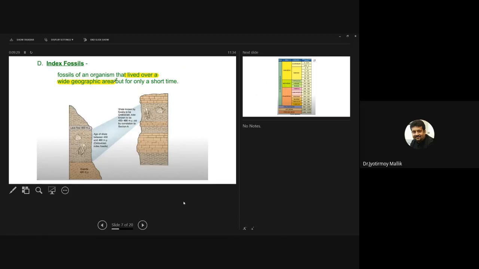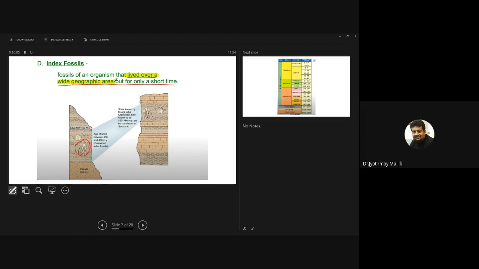Now there is another thing which we call an index fossil. Index fossils can be used for correlation as well. And index fossils are the fossils which lived over a wide geographical area, but only for a very short period in time. Okay. I will explain how it works. Remember, index fossils are the fossils which are spread over a wide geologic area, but for a very short period of time. So, for example, you can find here perhaps this trilobite.